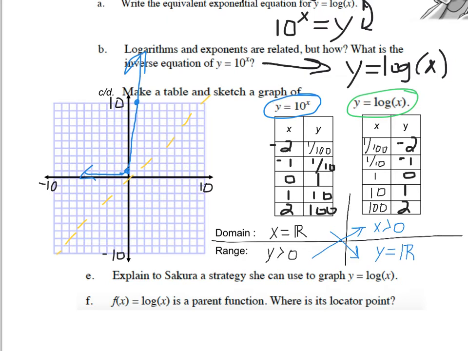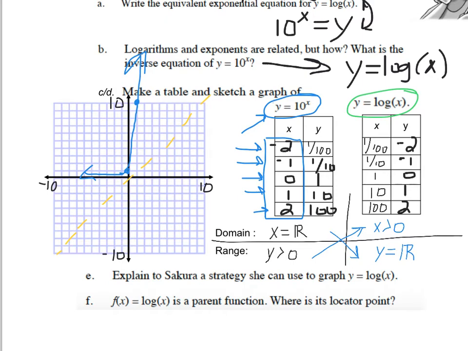Okay, so welcome back. Now what I've done is I've built the table for y equaling 10 to the x. Here are our input values, so take a minute to study those. If we plug 2 in there, 10 squared is 100. If I plug 1 in there, 10 to the first is 10. If I plug 0 in there, 10 to the 0 is 1. If I plug a negative 1 in there, 10 to the negative 1 is 1/10. And if I plug a negative 2 in there, 10 to the negative 2 is 1/100th.